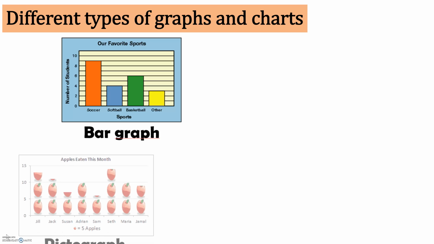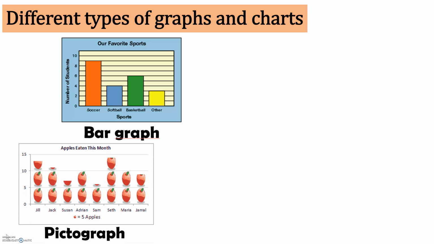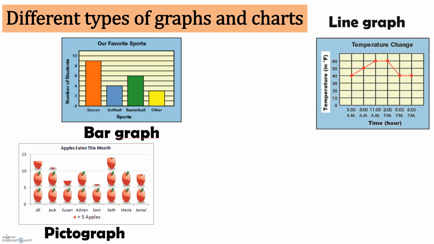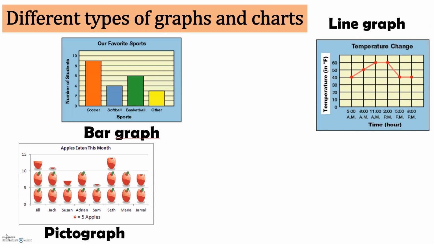A pictograph is similar to a bar graph. A pictograph uses pictures or symbols to show data. On the other hand, a line graph uses points connected by lines to show data. Line graphs show you how variables have changed over time. They are used when you have data that are connected or to show trends.